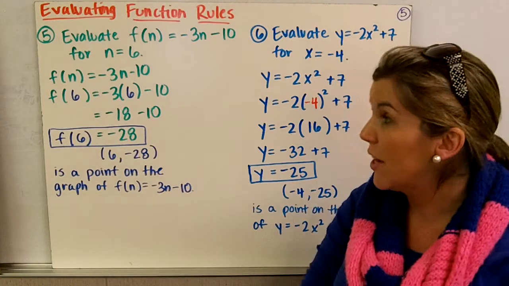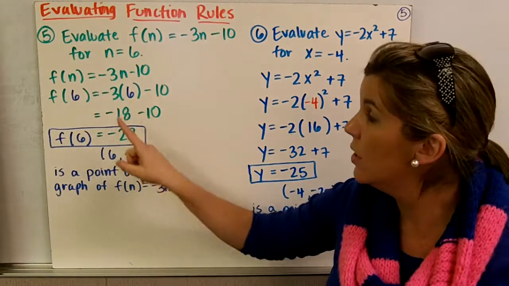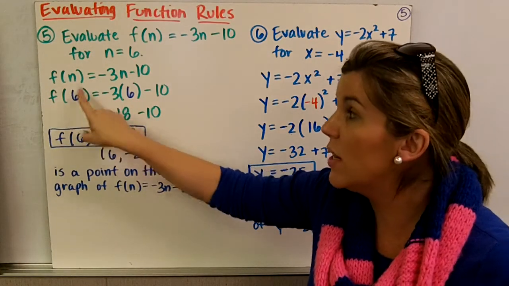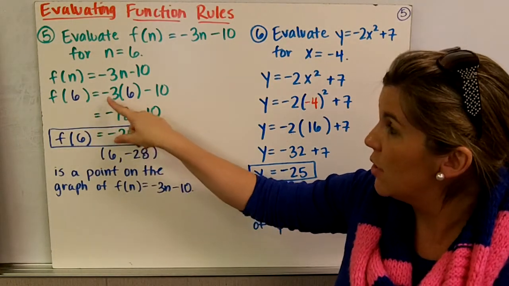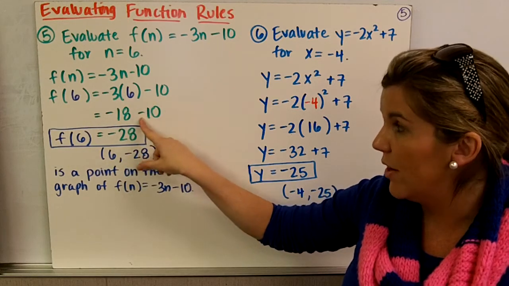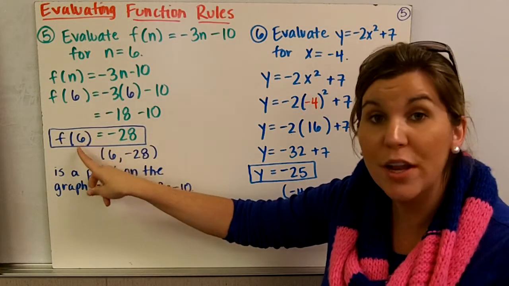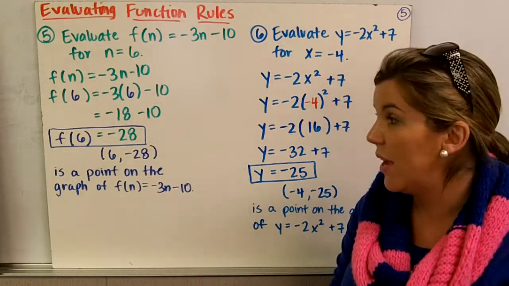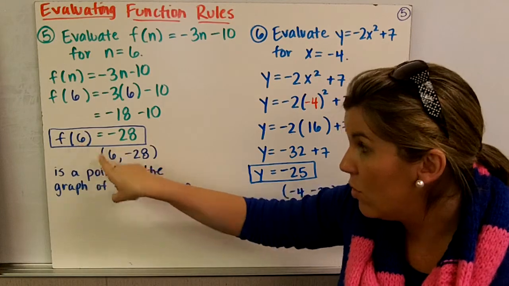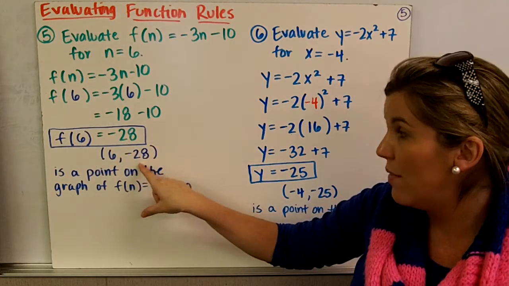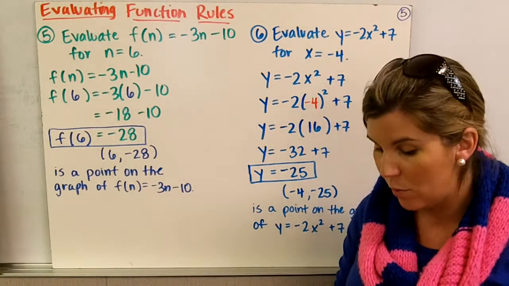Just like we were checking our answers before, remove the variable, put parentheses, and put your number inside. So, f of 6 means what is the output when x or n is 6, when our input value is 6. Negative 3 times 6 is negative 18. Carry down negative 10. Negative 18 minus 10 more is negative 28. So when our input is 6, our output is negative 28. And we can write this as an ordered pair, like a point on a graph. 6 is our x value, our input, and negative 28 is our y value, our output. This is a point on the graph of this line, and we'll talk about that more later.